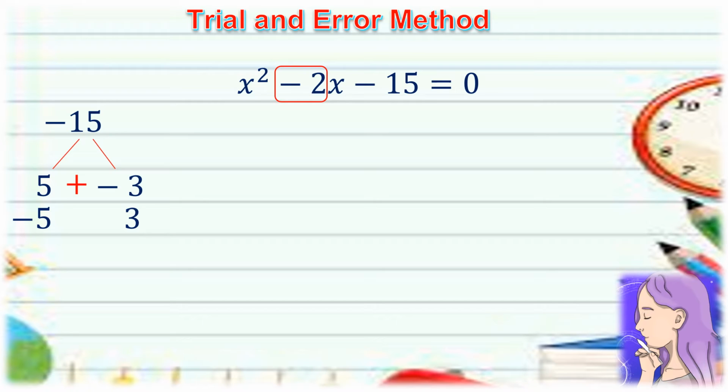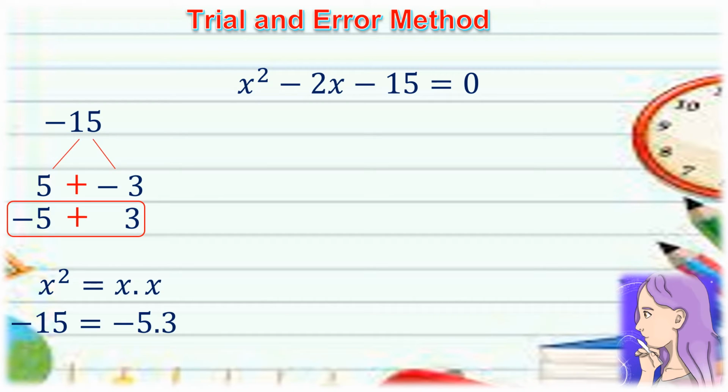So negative 5 and positive 3. If we add this one, is it equal to negative 2? Yes, it is. So therefore, we have these factors. First, we have x squared is equal to x times x, and negative 15 is equal to negative 5 times 3.